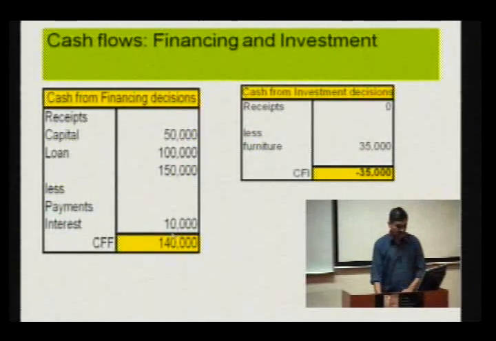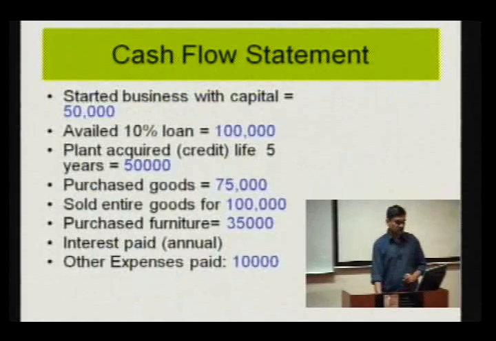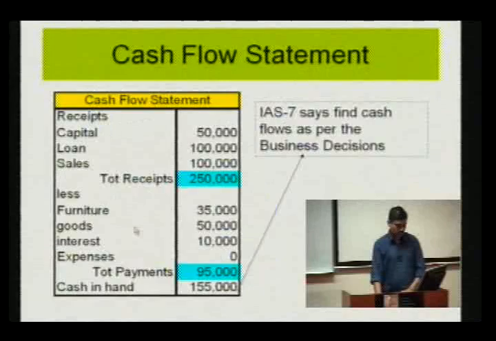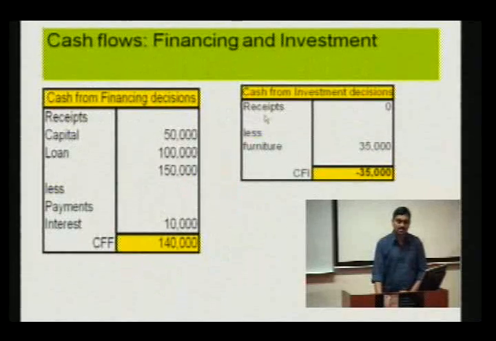But if you observe under the investment decision, you have acquired the plant, but you have acquired the plant on credit, whereas you purchased the furniture too. So, in this case, cash from investment decision is only purchase of furniture for cash. So, there is a cash from investment negative. So, there is a positive CFF and a negative CFI. Negative CFI means you are making investments.